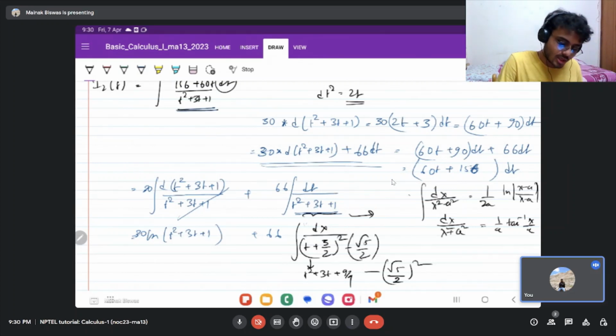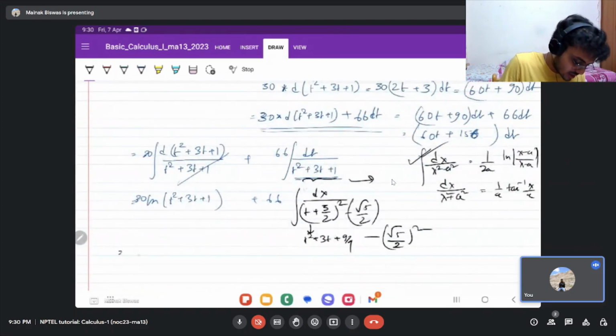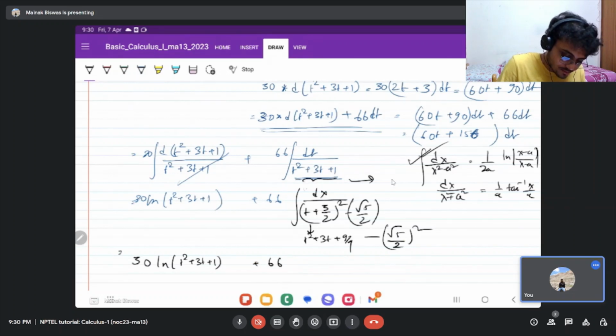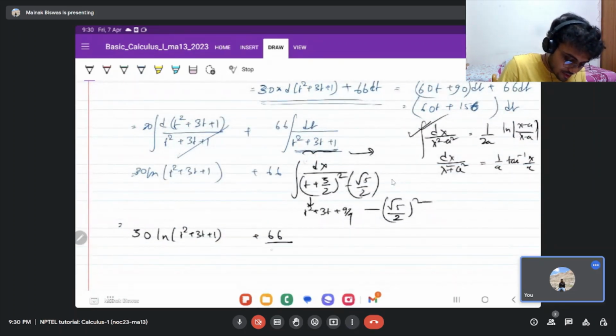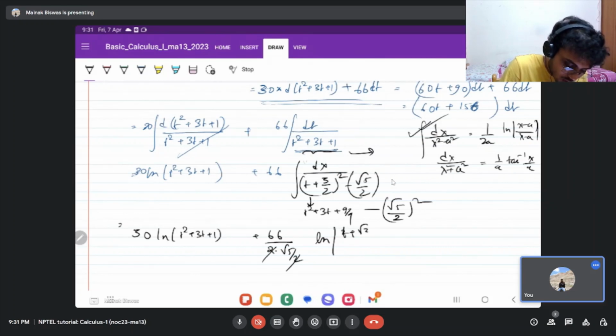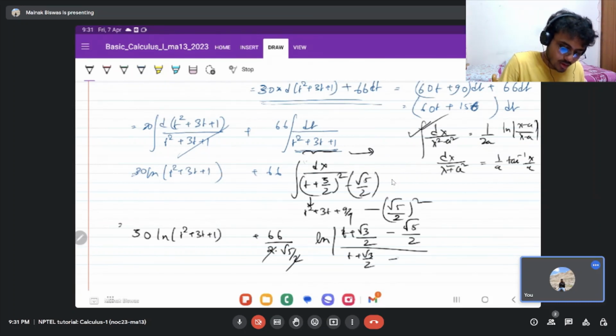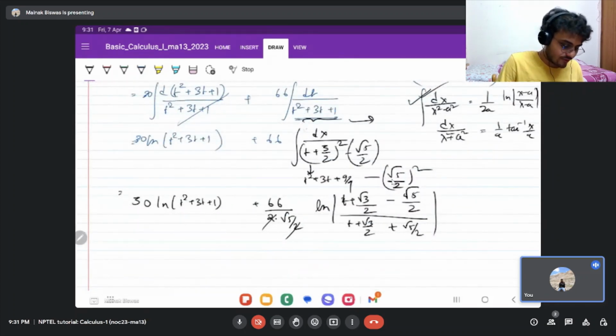So it's this formula that you'll be using. So you'll be turning out to be 30 log of t square plus 3t plus 1 plus 66 by 2 into root 5 by 2, log of (t plus root 3 by 2 minus root 5 by 2) by (t plus root 3 by 2 plus root 5 by 2), right? So once you have done this, you put everything together.